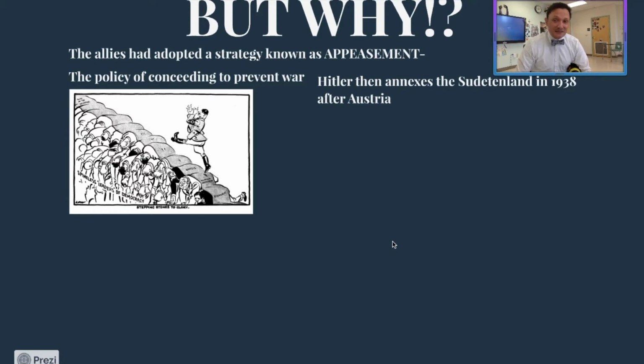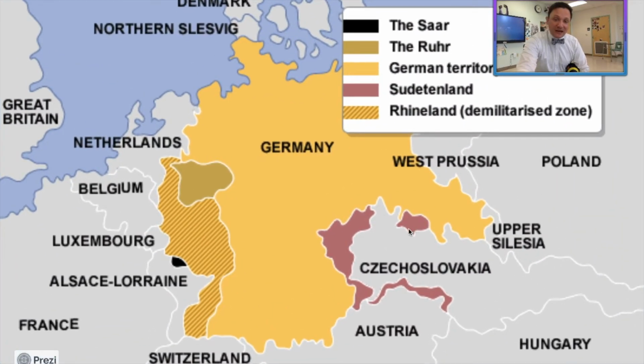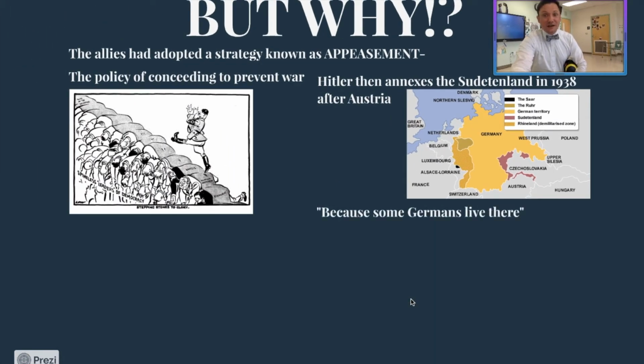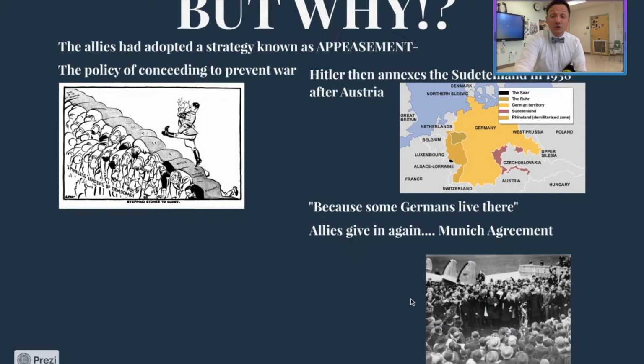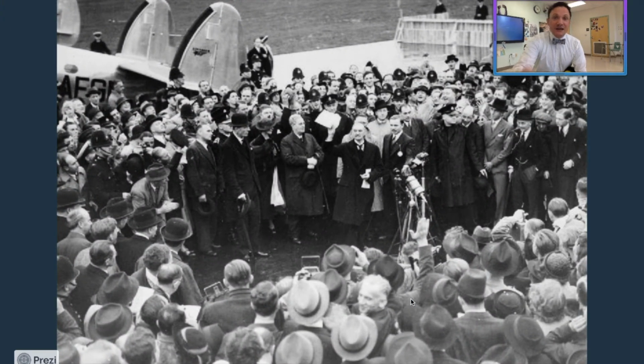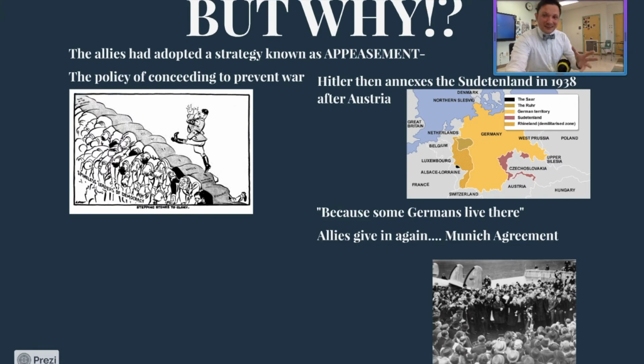Hitler then annexes this place known as the Sudetenland in 1938, after he annexes Austria. Why did he want this little weird part of Czechoslovakia? Because he said some Germans lived there, right? So he annexes this area, and the Allies give in again. And they sign this thing known as the Munich Agreement, saying, it's okay, Hitler, you can annex that area of Czechoslovakia. This entire Munich Agreement, known to Czechoslovakians as the Munich Betrayal, they allowed Hitler to do this. And they did nothing. And then 1939 rolls around, right?